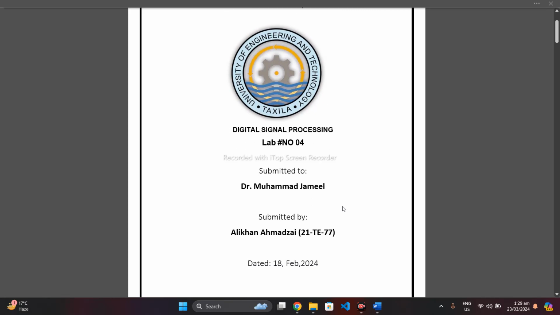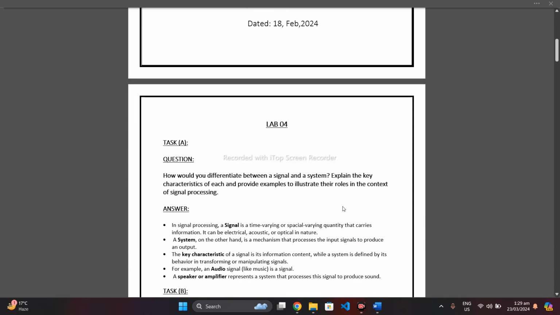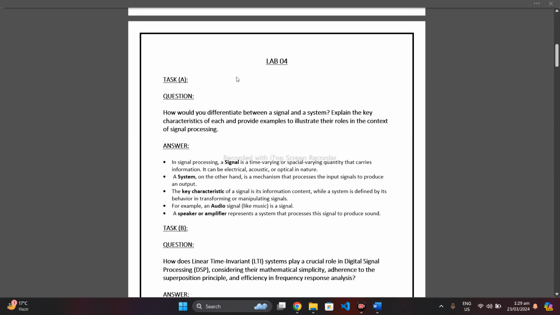Today we have to discuss lab number 4 of DSP. So in task A, here is a question. How would you differentiate between a signal and a system? Explain the key characteristics of each and provide examples to illustrate their roles in the context of signal processing.